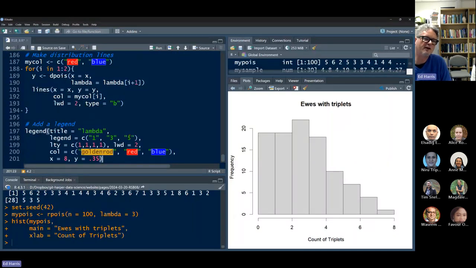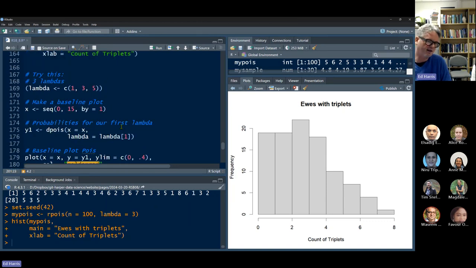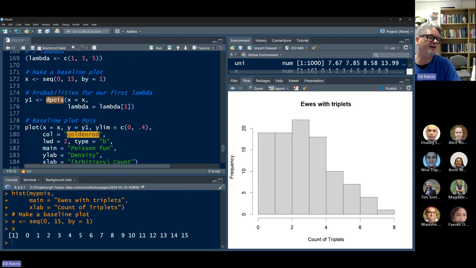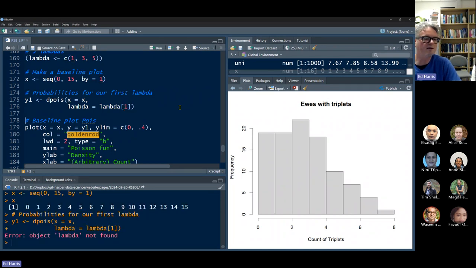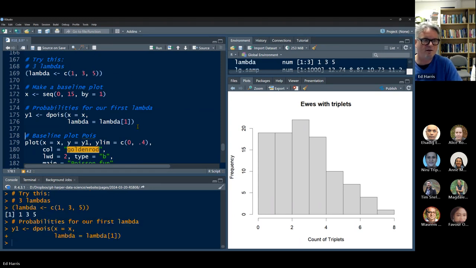I see a lot of entomologists and other interesting people that count things do that, because then it allows them to ignore the fact it's a Poisson distribution and they can just use regular Gaussian statistics and it's mostly okay. Okay, so we're going to make a baseline plot. We're going to make our sequence of 0 to 15 by 1. Let's look at that. It's a boring sequence. We're going to use our density for our Poisson for the lambda equal to 1. It's our Y1. Whoops, didn't make our lambda yet. There we go.